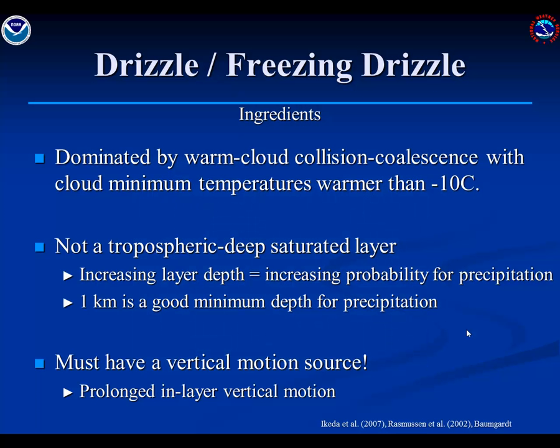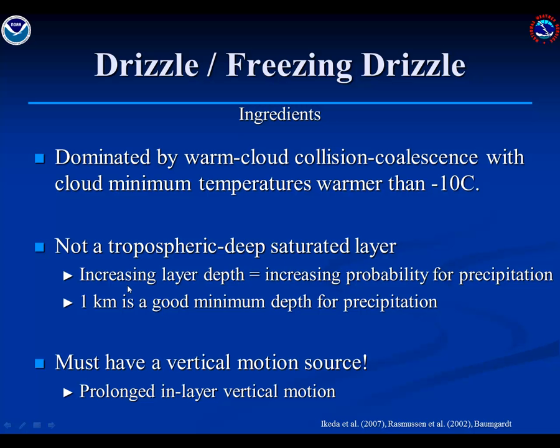So when you look at freezing drizzle situations and look at the ingredients that are involved, first, it's dominated by a warm cloud collision-coalescence process. So we're looking at upscaling cloud droplets into droplets that are large enough to fall as precipitation. And so that has to happen in the warm cloud at temperatures that are warmer than minus 10 degrees Celsius. So we're looking for those layers that don't have ice introduced. Typically, drizzle and freezing drizzle is not a tropospheric deep saturated layer that's occurring there. Obviously, as you saw from the loops, these saturated layers are ground-based.